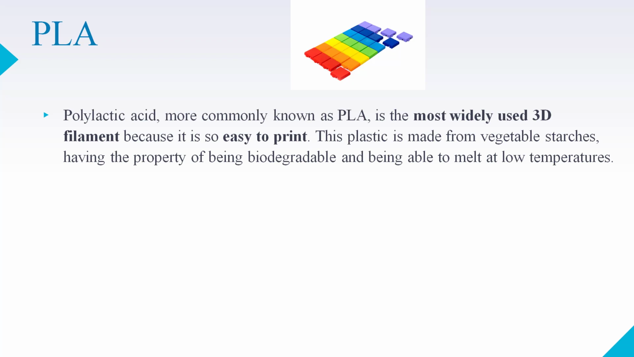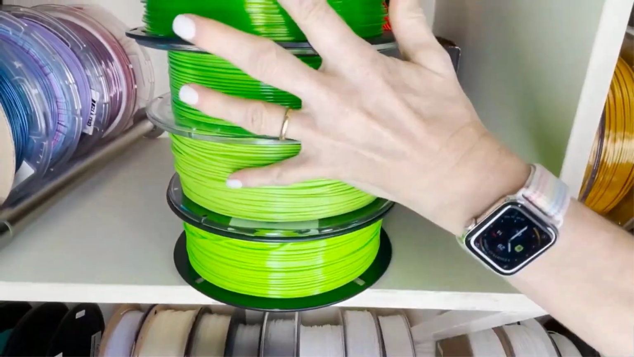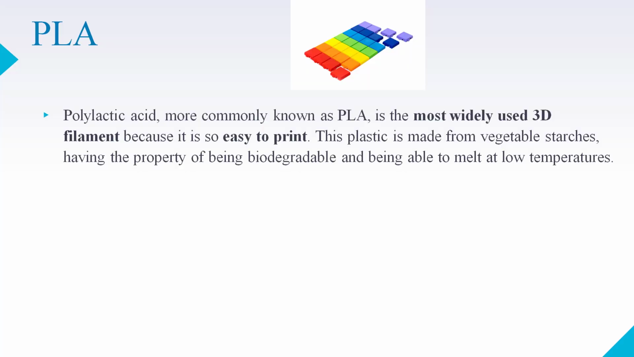It is the most widely used 3D printing filament because it is so easy to print. You can print anything very easily by using PLA. This plastic is made from vegetable starches, so it is plant based. It means it is biodegradable. It is not harmful for our environment, and it can melt at low temperatures. If we talk about the melting point of PLA, or the temperature at which 3D printing takes place, it is around 118 to 210 degrees C, so it can work at low temperatures as well.